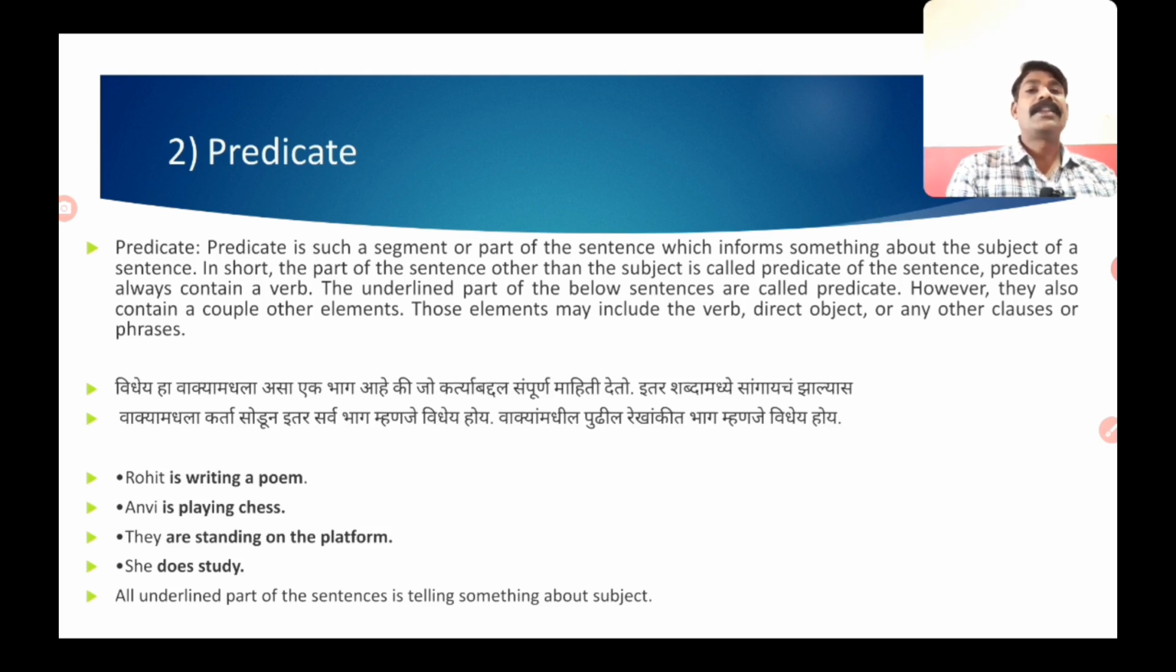Predicates always contain a verb. The underlined parts of the below sentences are called the predicate. However, they also contain a couple of other elements. Those elements may include the verb, direct object, or any other clauses or phrases. In simple terms, I am explaining that the entire sentence except the subject is called the predicate.